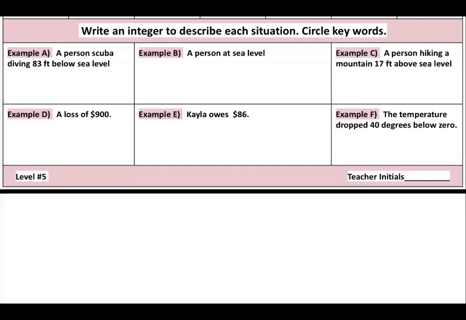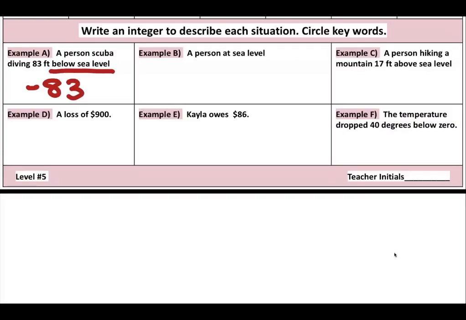Let's take a look at the bottom of page 1. It says write an integer to describe each situation, underline keywords. I'll do example A with you, and then you can complete the rest on your own. A says a person scuba diving 83 feet below sea level. I know below sea level are keywords for negative numbers, so the integer I'll write is -83. Go ahead and complete the rest of these on your own, B through F, then come back to the video.